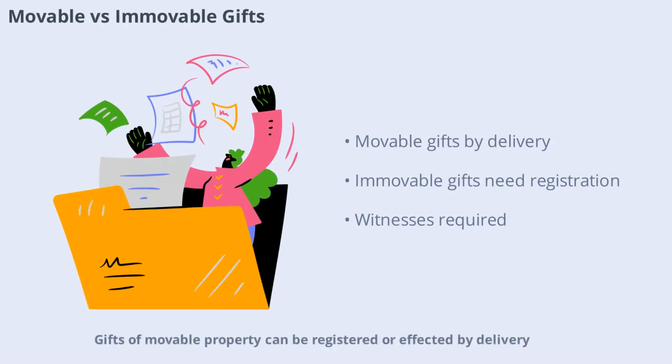Gifts of movable property can be registered or effected by delivery, offering flexibility in how the transfer is completed. However, gifts of immovable property, regardless of value, require registration under Section 17A of the Registration Act. The document must be signed by the donor and attested by two witnesses. This distinction ensures proper documentation and legal recognition of immovable property transfers, safeguarding the interests of both donor and donee.